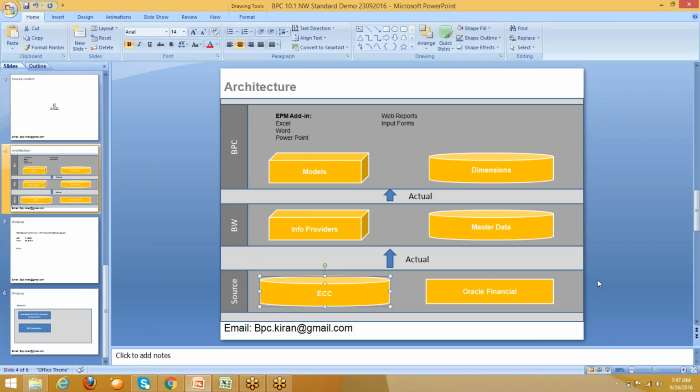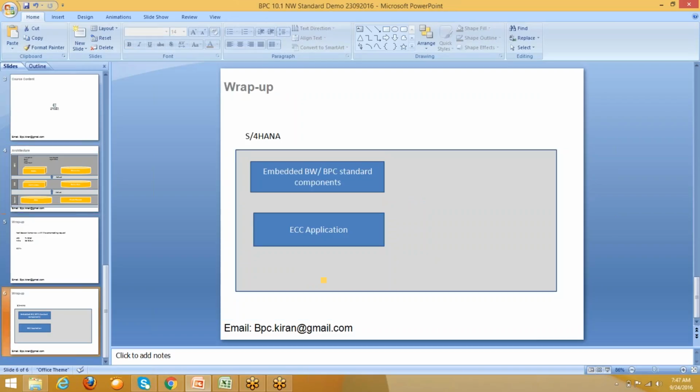Any other questions? Another related question: how do I know whether BPC or BW is already installed in my S/4HANA system? Right. You have to go to the ECC system itself. If you go to system details, there are some components. You have to list out what components are required for BPC standard and for BW, and whether those components are installed or not, you can check it there. Any other questions?